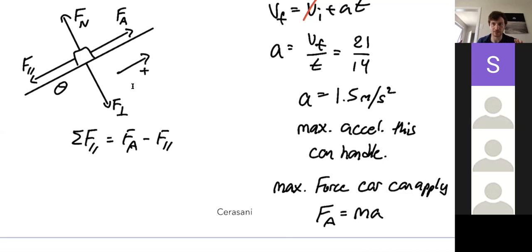But this is where things get a little weird. This FA would equal mass times acceleration, but this car is not going to accelerate up the ramp. At the steepest slope, the car is trying everything it can do, but it can't climb this hill. So it's just stuck there.